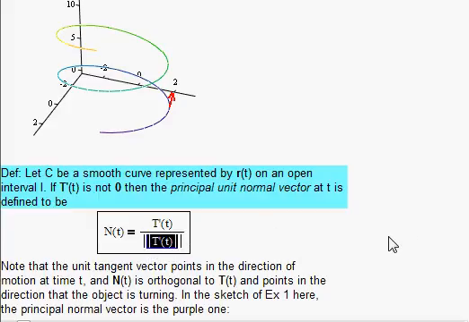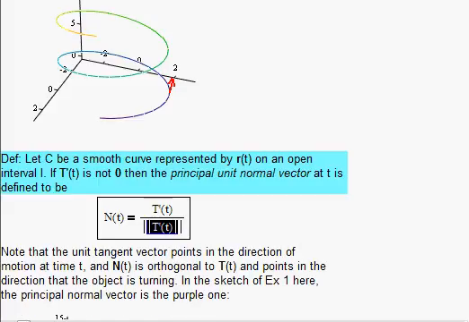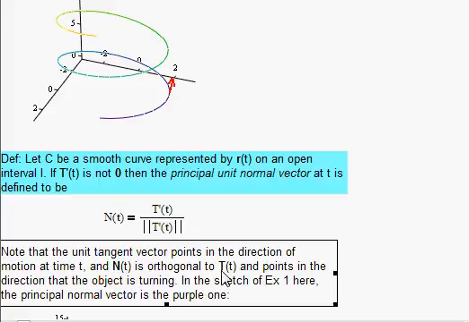Now that will convert it to a unit vector, because there's no guarantee that T prime is going to be of length 1. So we divide it by its length, and then we've made a unit vector. And that's called the principal unit normal vector. Note that the unit tangent vector points in the direction of motion at time t, and the normal vector is orthogonal to T of t, and points in the direction that the object is turning.